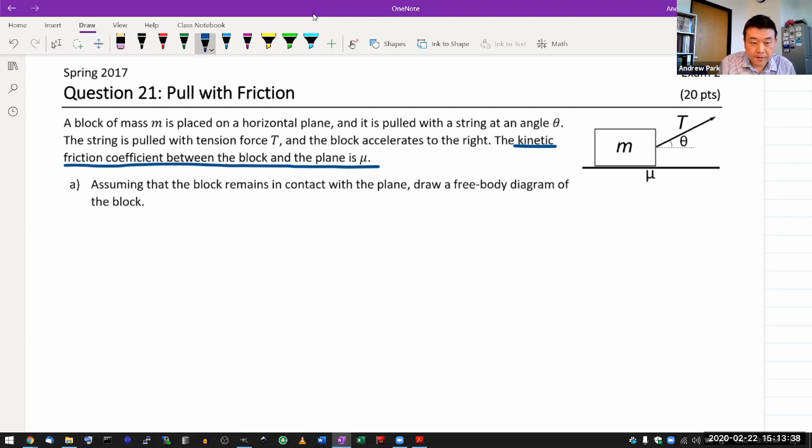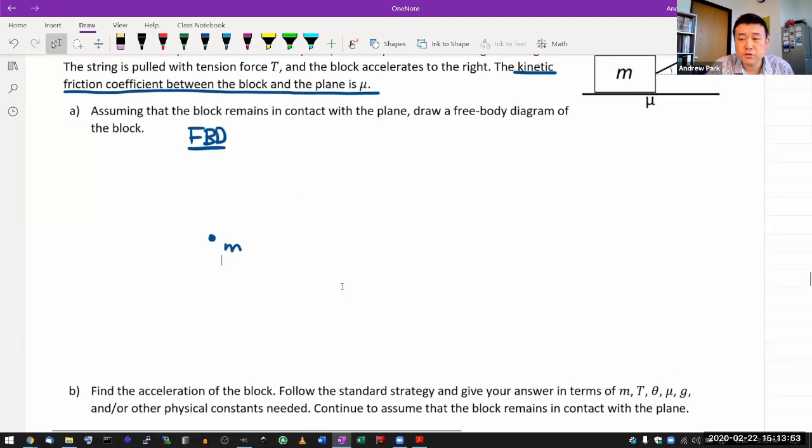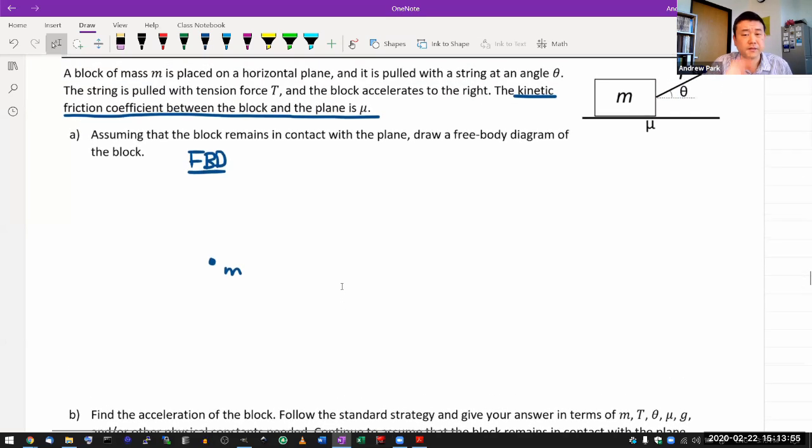So the free body diagram of the block. Here's my representation of the block, a single dot. I try to make it as simple as possible because a free body diagram is a problem solving tool. You really don't want to complicate it. You want it as simple as possible, and for this, a dot is as simple as possible.